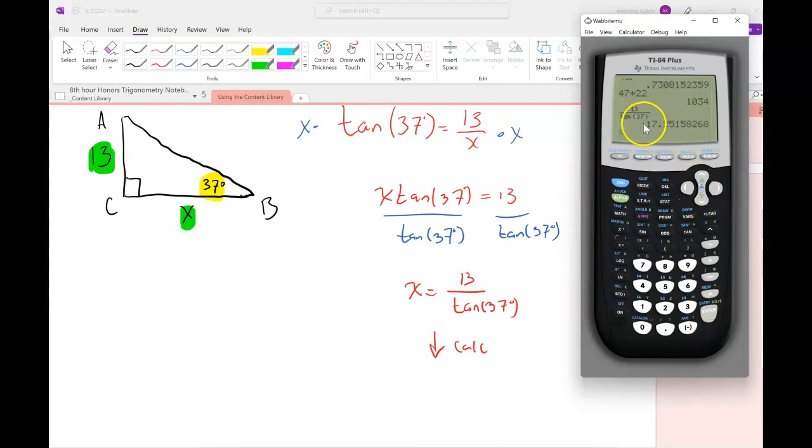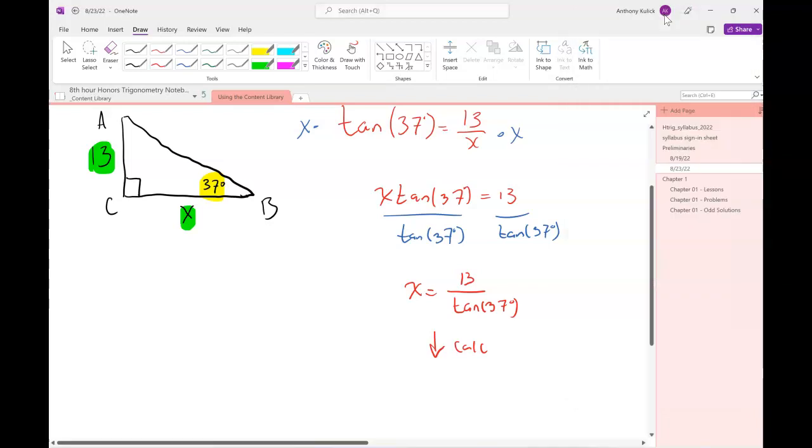So here we get 17, yada, yada, yada. If I want this to the 100th, how would I round that? 17.25. If I wanted it to the 10th, I would round it as 17.3.